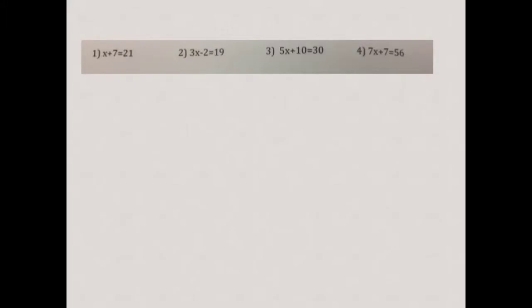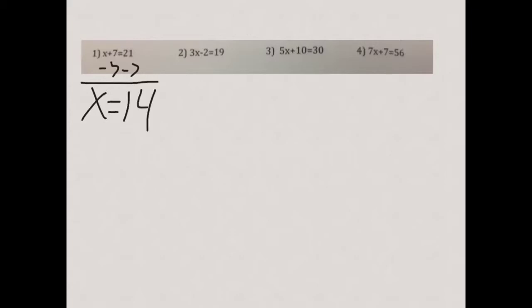Alright class, here's our review for tomorrow's test. Now these first few problems, all you're going to do is find what is the value of x. So right here, let's subtract 7 because we want to get x by itself. So 7 minus 7, that's 0, cancels out, so I get x equals, what's 21 minus 7?